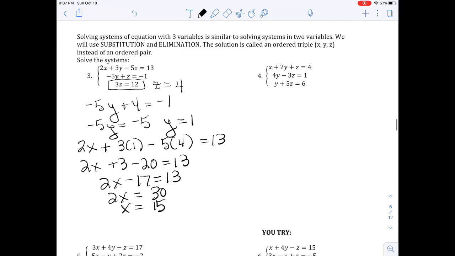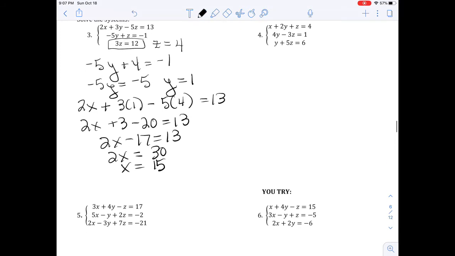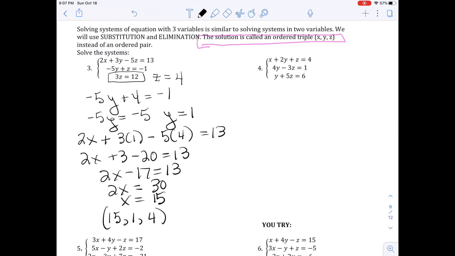X equals 15. Your solution is called an ordered triple because there are three unknown variables. So when you write it, and we write it alphabetically, x, y, z, it ends up looking like that.